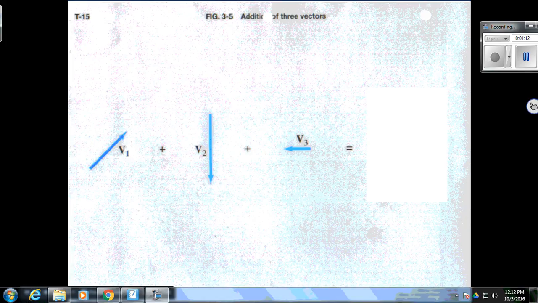If you're listening at home, go ahead and give this a try. Hit pause, sketch what you think the resultant of these three vectors are.